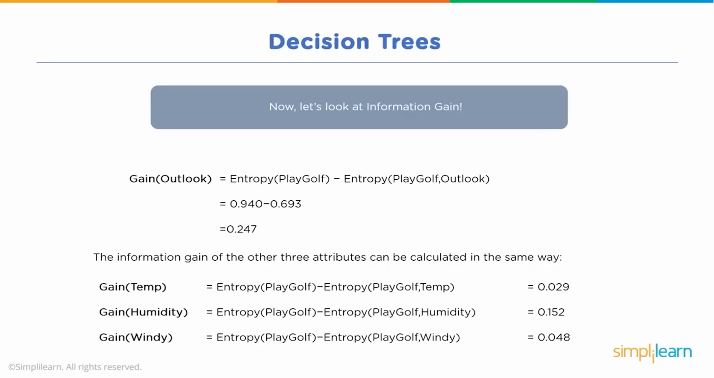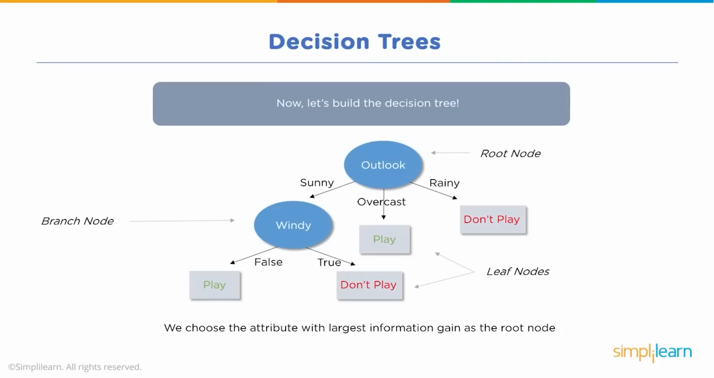Remember, we define entropy and we define information gain. The higher the information gain, the lower the entropy, the better. The information gain of the other three attributes can be calculated in the same way. So we have our gain for temperature equals 0.029. We have our gain for humidity equals 0.152, and our gain for a windy day equals 0.048. And if you do a quick comparison, you'll see the 0.247 is the greatest gain of information, so that's the split we want. Now let's build the decision tree.